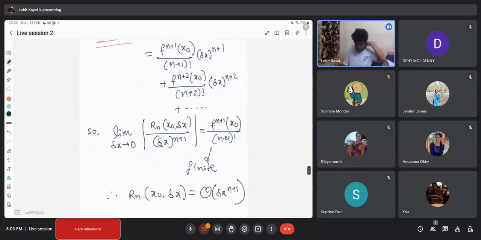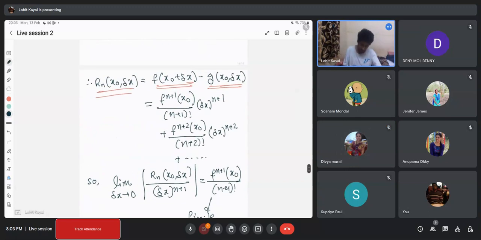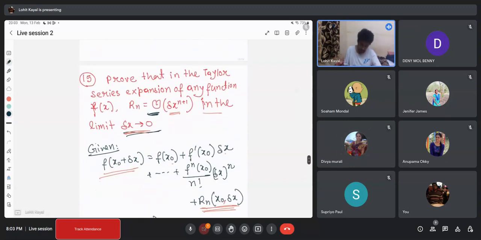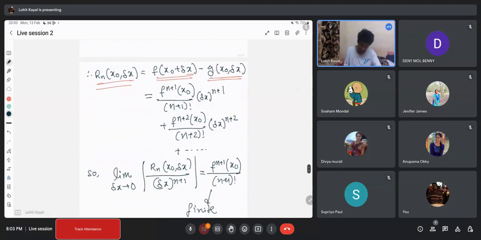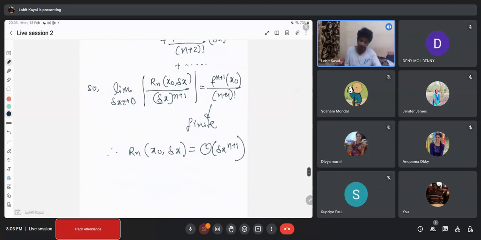Okay, then again go back to the problem. Now the question is, we have to show that Rn is of order of delta x to the power n plus 1. So what do we have to do? We just have to take the limit delta x tends to 0. Here delta x is working like that epsilon in the definition that I have shown earlier. So limit delta x tends to 0, Rn(x naught, delta x) by delta x to the power n plus 1, because I need to check if Rn is of order of delta x to the power n plus 1.